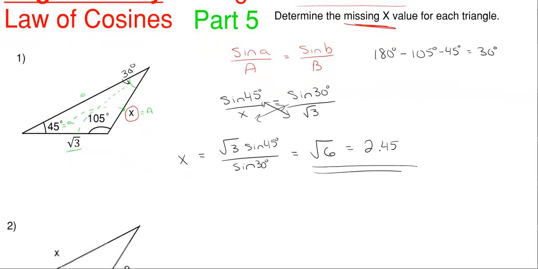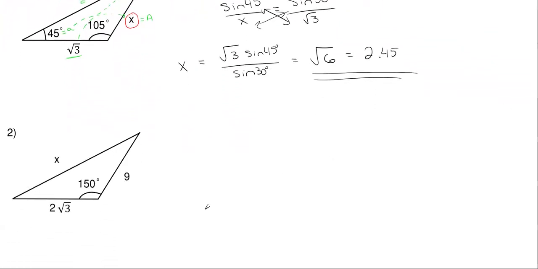So let's go to our second triangle here. Once again, our x is an unknown side. We only know one internal angle, and we know the other two sides. If we try to use the law of sines for this one, we know the angle that's opposite our x. It's the 150. So the x would be tied with the 150 in the law of sines. Well, the 9, we don't know what this angle is over here. And for the 2 square root of 3, the angle that's opposite that one is this one up here. We don't know that one either. So we have too many unknowns to use the law of sines here.